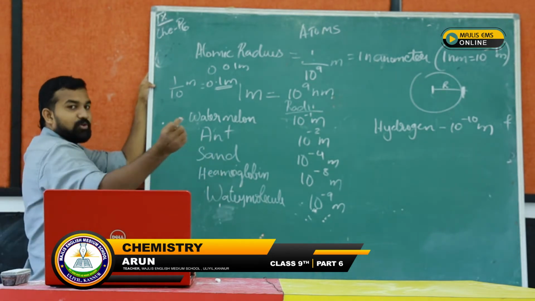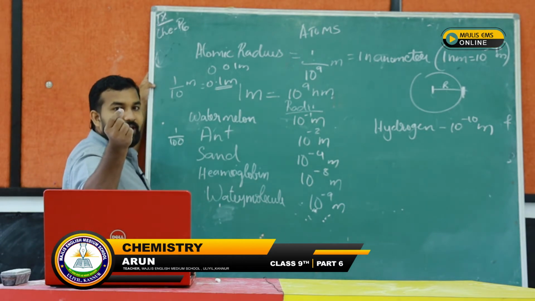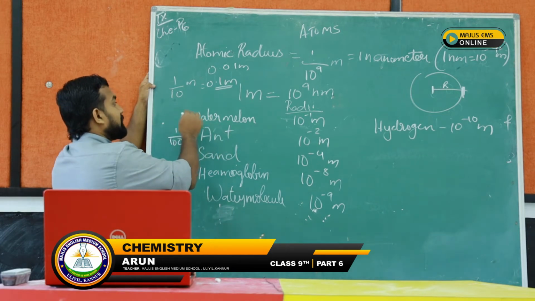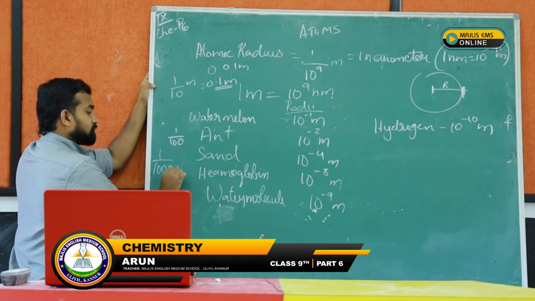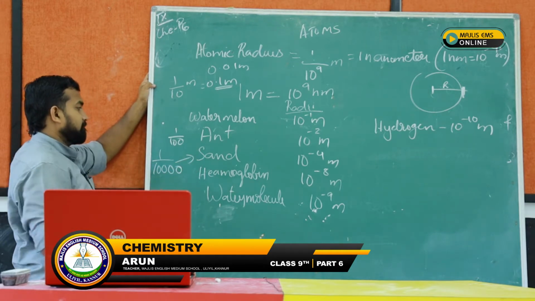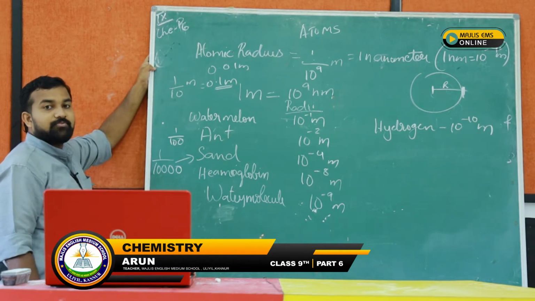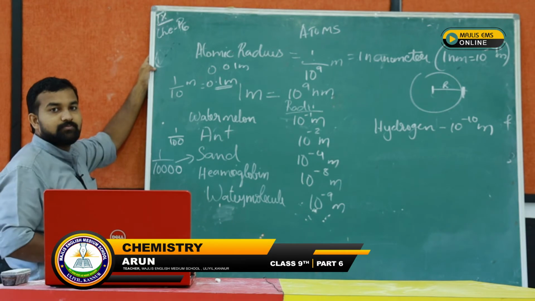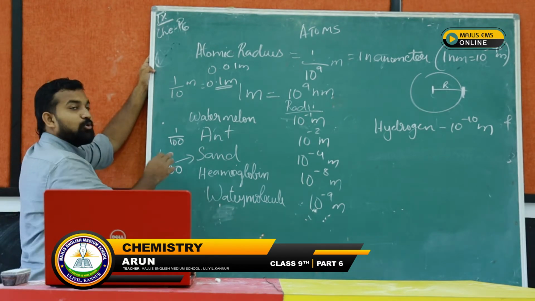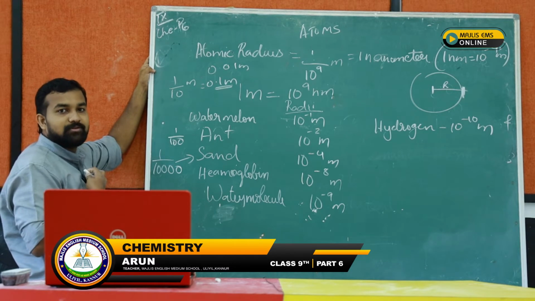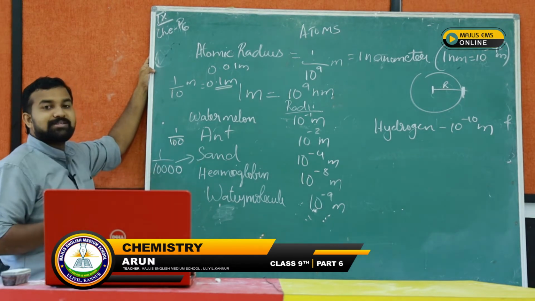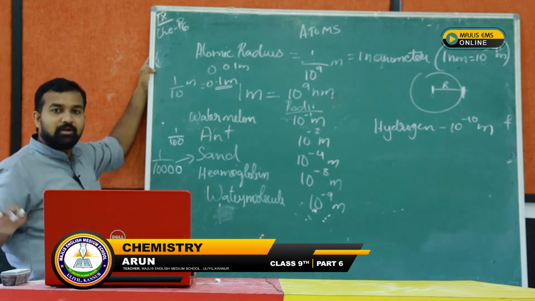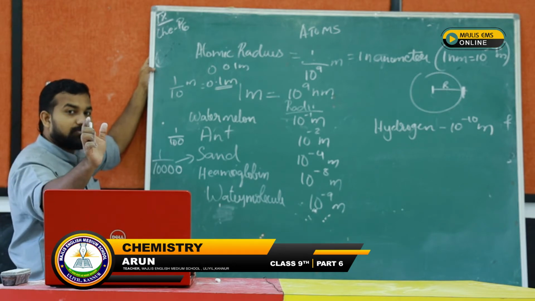The grain of sand, if we take 1 grain of sand, it will have 10 raised to minus 4, 1 by 10 raised to minus 4 meter. That is the size of a grain of sand. And if we take the hemoglobin which is present in our blood, it is 10 raised to minus 8 meter, 1 by 10 raised to 8. That much smaller is the size of hemoglobin.